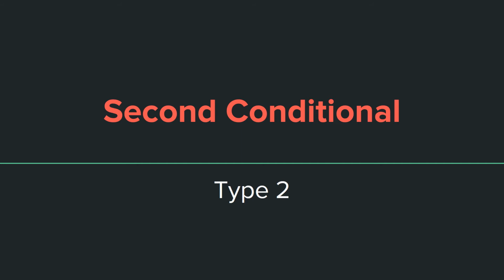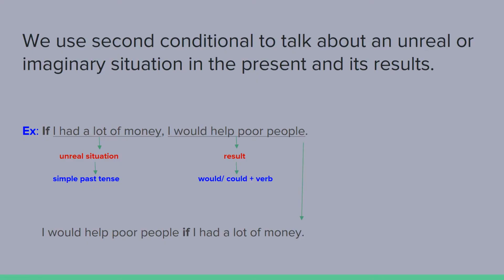The next one is second conditional and it's also called type 2. We use second conditional to talk about an unreal or imaginary situation in the present and its results. If I had a lot of money, I would help poor people.